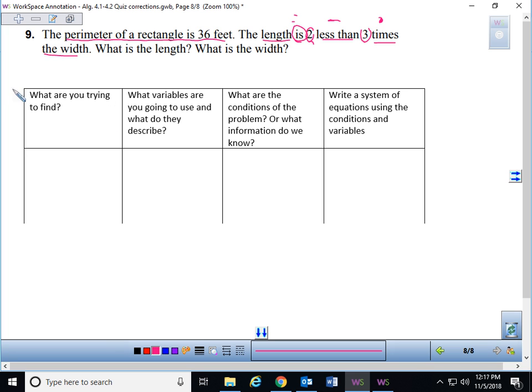Same chart, so let's just go through each question. What are you trying to find? I'm trying to find the length and the width.